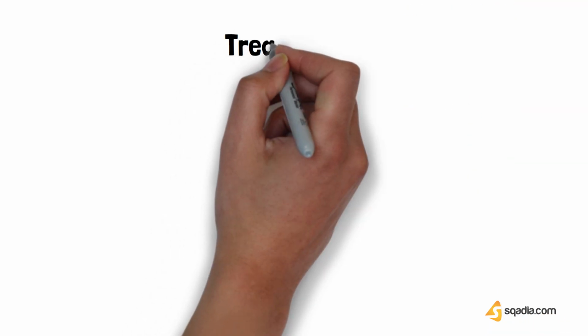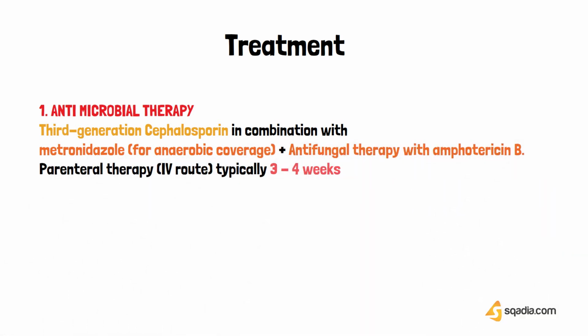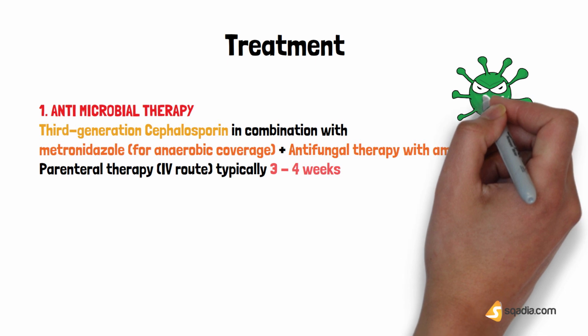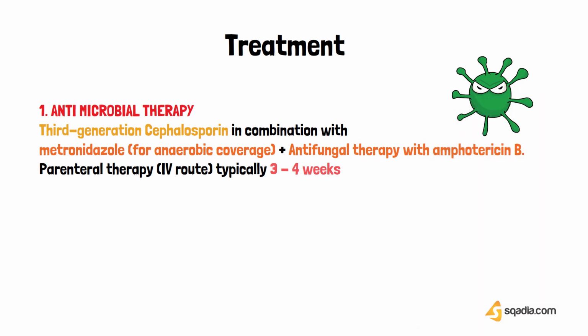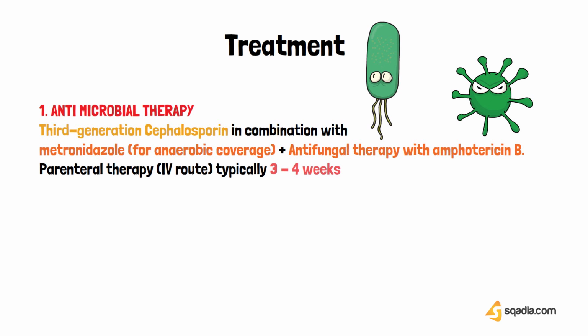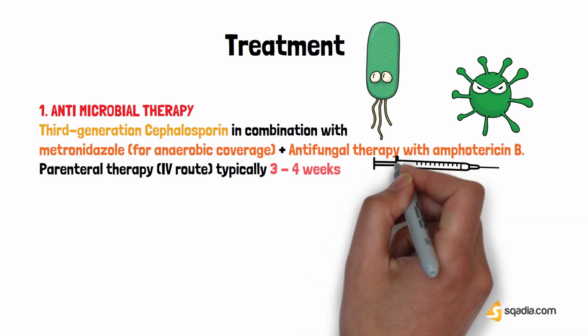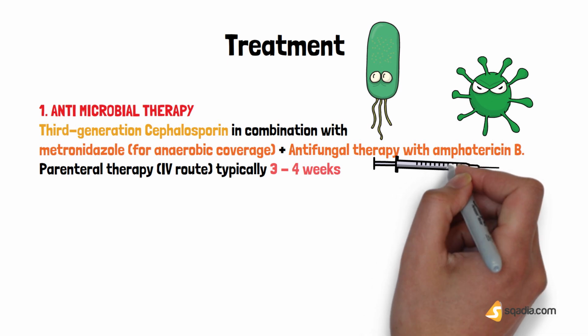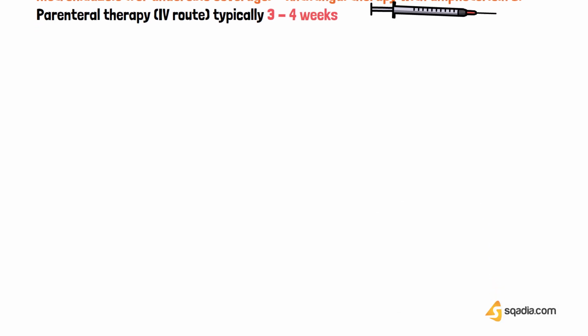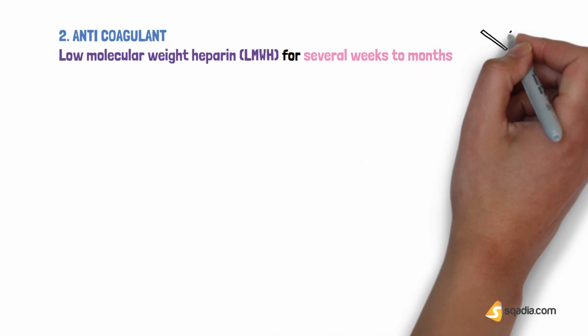Now, let's see how we're going to treat cavernous sinus thrombosis. First of all, we are going to give antimicrobial therapy. In this, third generation cephalosporins is used, which is combined with metronidazole for an anaerobic coverage, also antifungal therapy with amphotericin B. Parenteral therapy, meaning intravenous route, is used, and the antimicrobial therapy is continued for around 3 to 4 weeks. We also advise the patient some anticoagulants like low molecular weight heparin, and this is also again advised for several weeks to months.